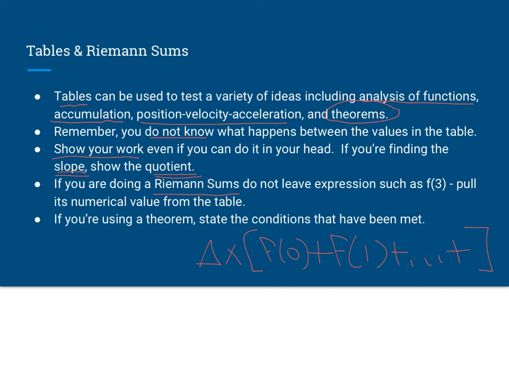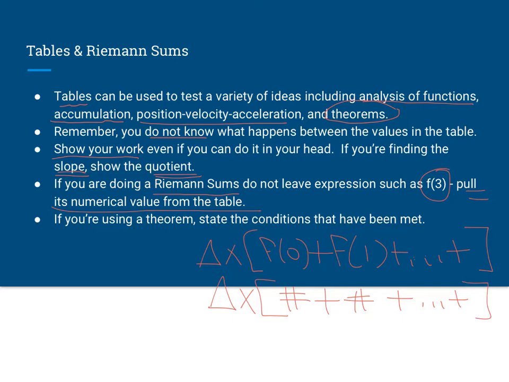When you do this setup, though, do not write it as f of 3. Actually pull the values from the table. So when you show your work, actually show this number. What is f of 0? What is this number? They want to see that in your work, okay?